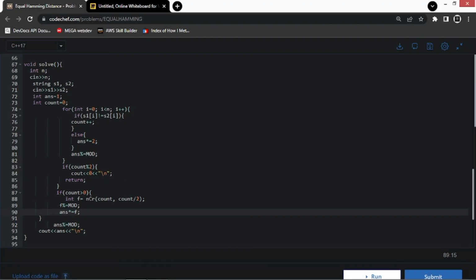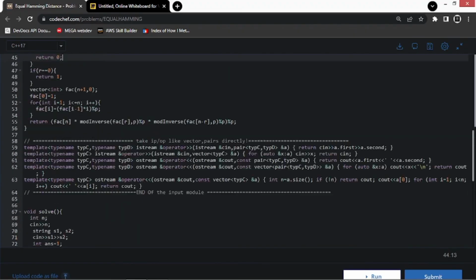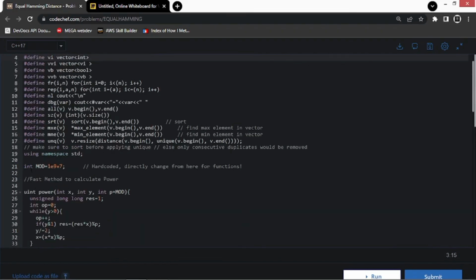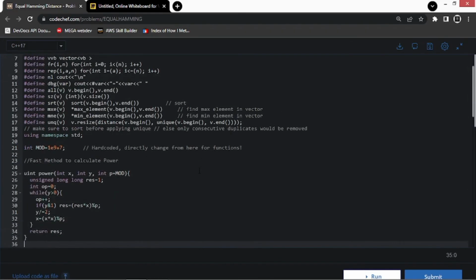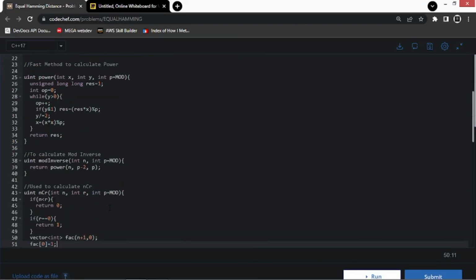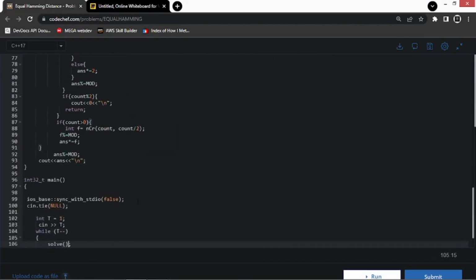Otherwise, if the count is greater than 0, then we find this factor NCR, which would be count comma count by 2, because we are going to make pairs in that case, and take it modulo mod. Mod is basically 10 to the power 9 plus 7. I have defined it above, as you can see, and NCR you can find by the standard function method of taking the mod inverse. So I hope you understood the code, and thanks for watching.